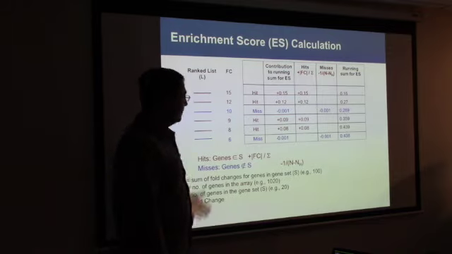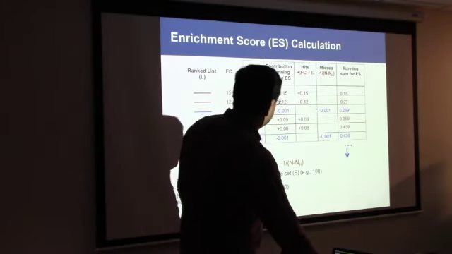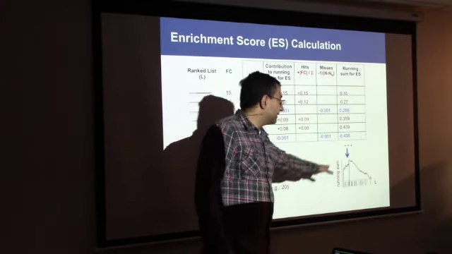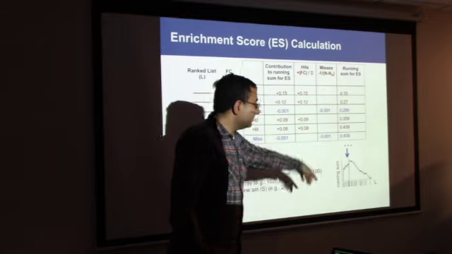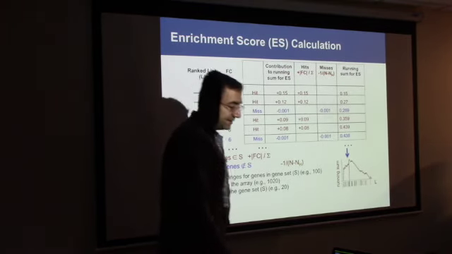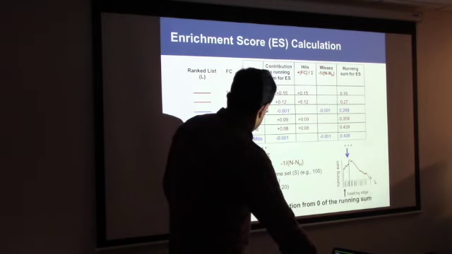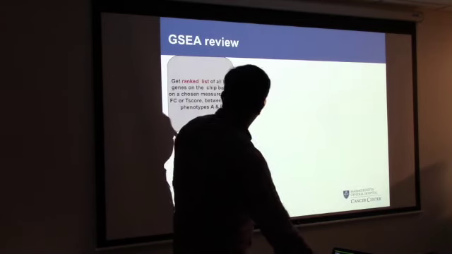Okay? So that's why in the end you get this final enrichment score. The maximum deviation from the top point to the bottom is your final score in your GSEA. So, the maximum deviation from 0 from your leading sample.